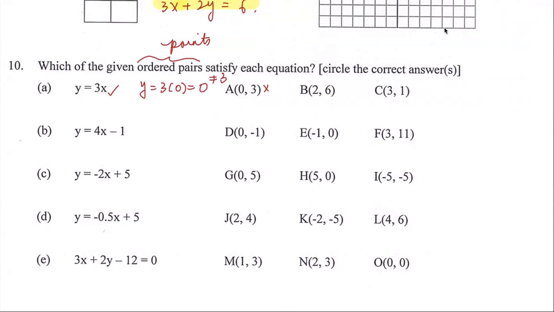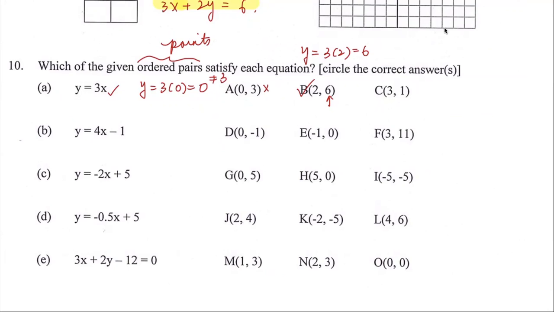If we plug 2 in the equation, y will be 3 times 2, which is 6. This matches the y value given here. So this means the point (2, 6) satisfies the equation.